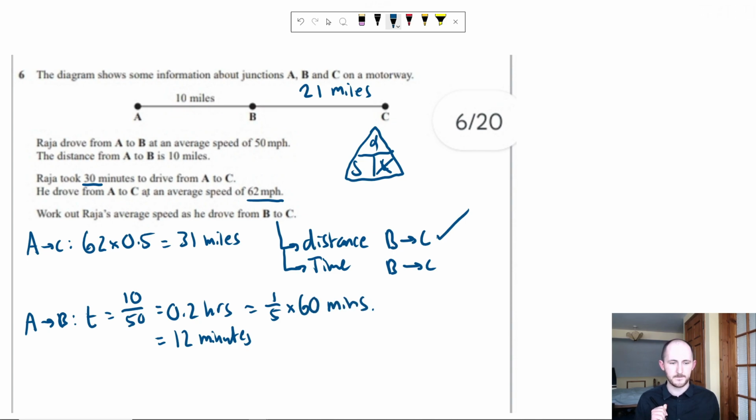Okay? I hope that makes sense. Cool. So now I know that from A to B was 12 minutes, right? So from B, wait a minute. Yeah, okay. So from B to C will be 30 minus 12 minutes, which is 18 minutes. So now I have the distance and time, I can work out the speed.